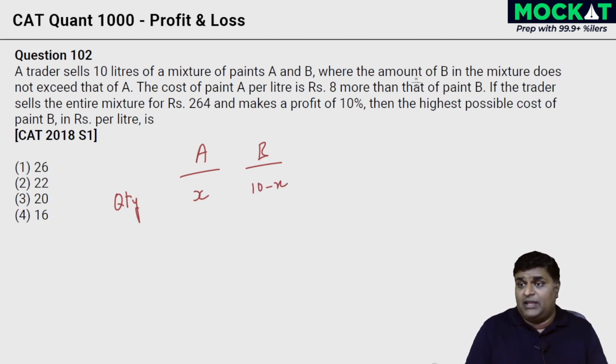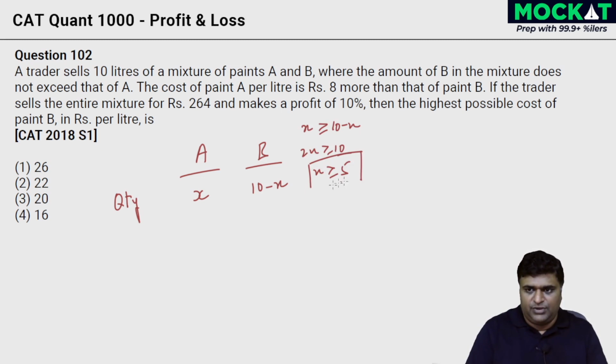What else do we know? Amount of B in the mixture does not exceed that of A. So B is going to be less than equal to that of A, right? So X over here is greater than equal to 10 minus X, or 10 minus X is less than equal to X. Then you bring the X to the side, you're going to get 2X is greater than equal to 10, and you're going to get X is greater than equal to 5. And you should remember this. That's a condition given to us.